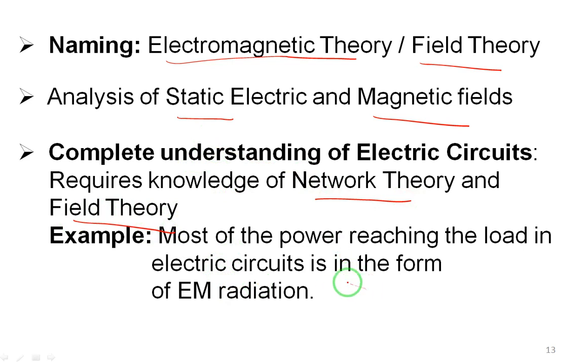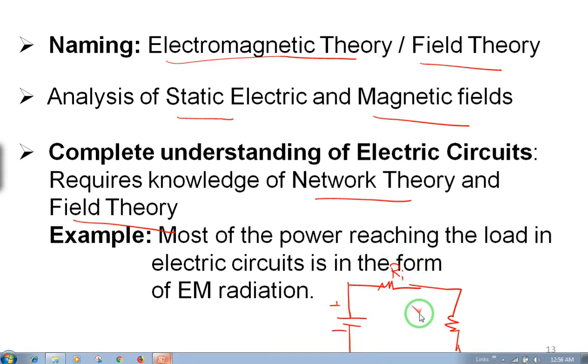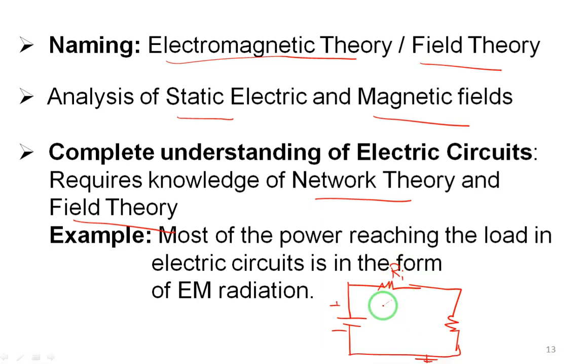Let me consider one simple electric circuit here. This is the source, then this is the input resistance Ri, then I will consider the load. The current is flowing in the circuit in this direction through the load.